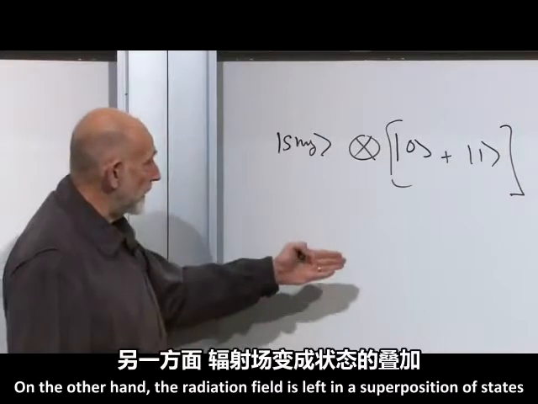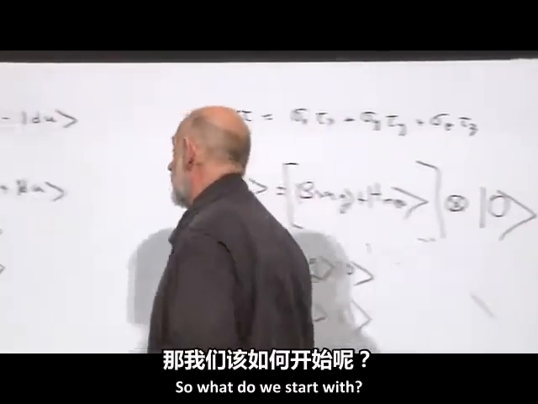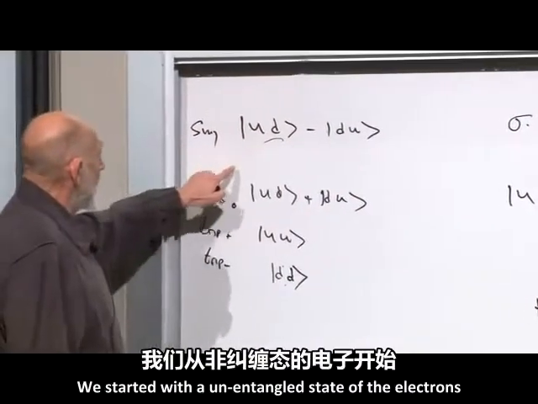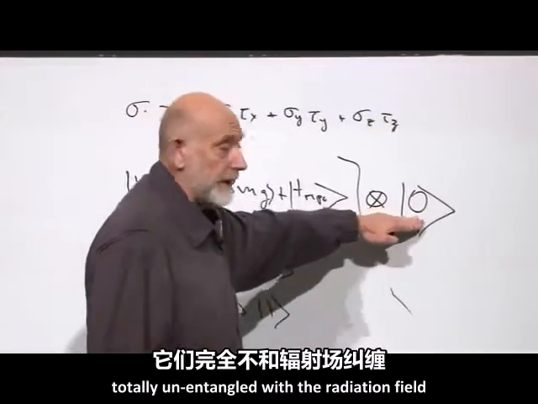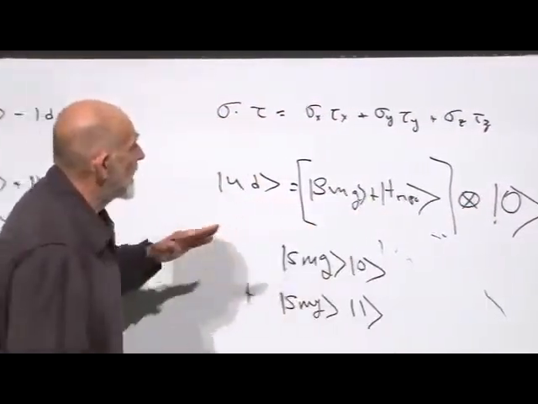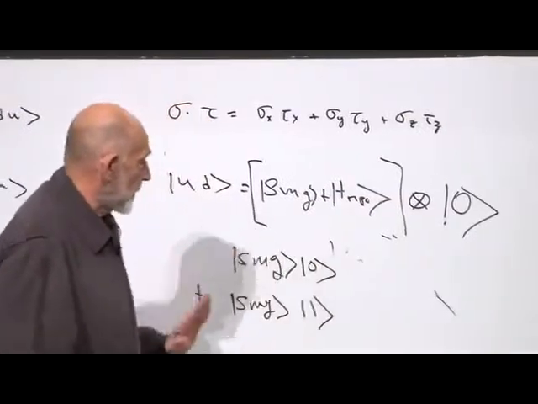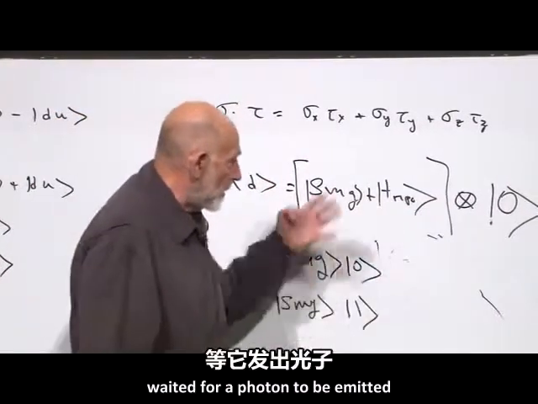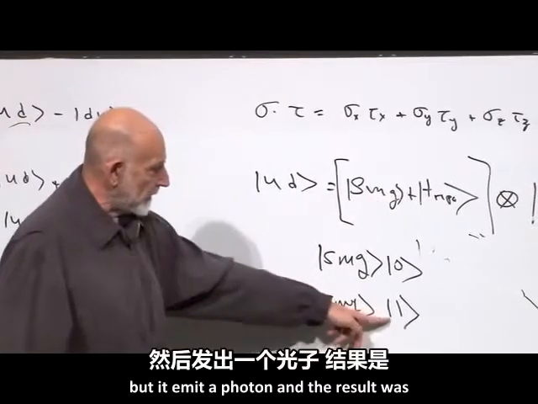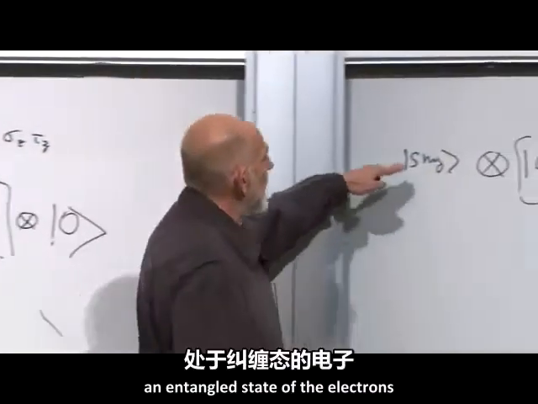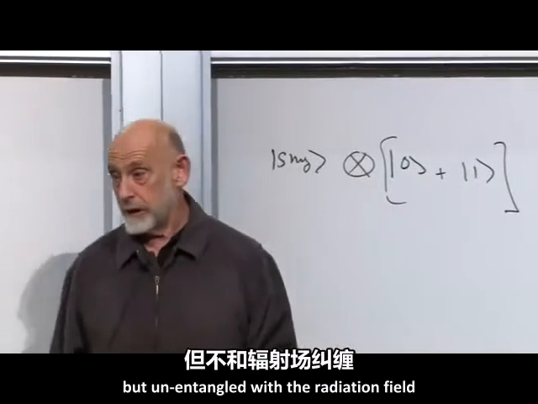On the other hand, the radiation field is left in a superposition of states of having a photon and not having a photon. So what do we start with? We started with an unentangled state of the electrons, totally unentangled with the radiation field, because that's what we started with, UD, and no photon. So we started with everything unentangled, waited for a photon to be emitted. When the photon was emitted, the triplet state became the singlet state, and the result was an entangled state of the electrons, but unentangled with the radiation field.